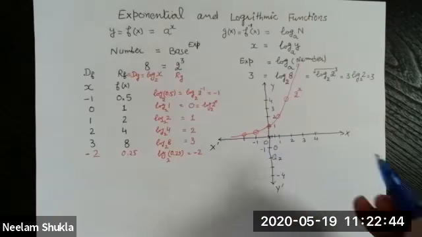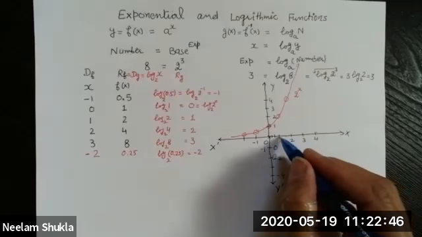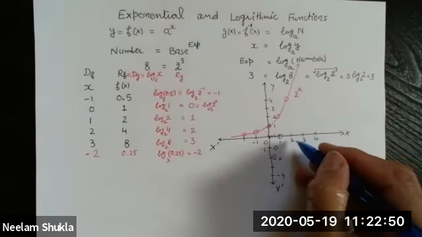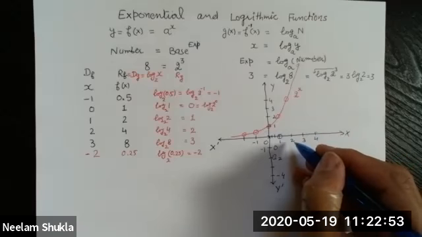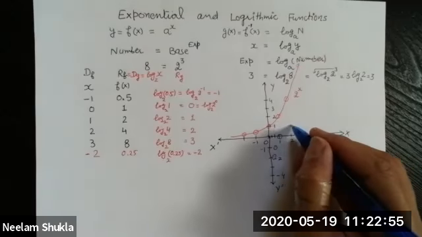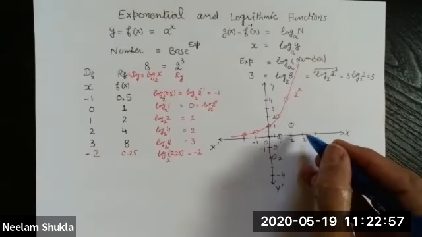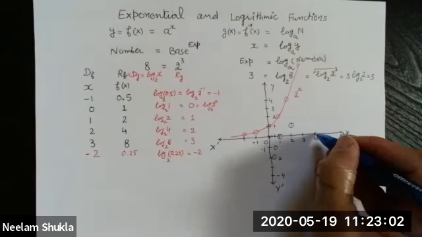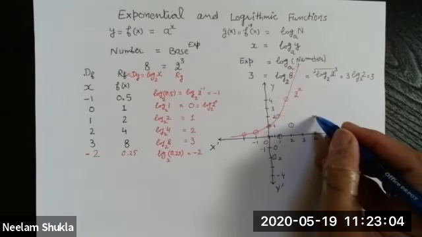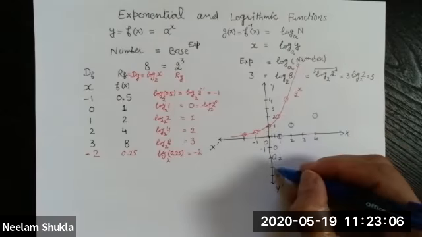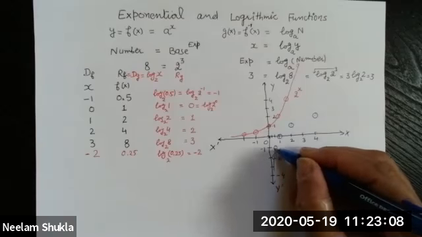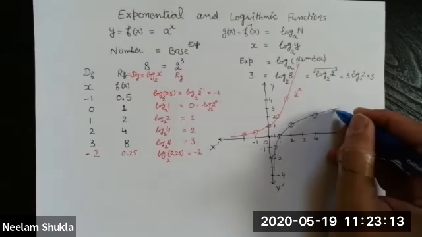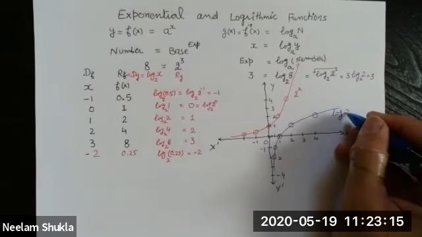0.2 is this value. At number 1, the value is 0. At number 2, the value is 1. At number 4, the value is 2. So we are here. We can graph this function. This is log x with the base 2.